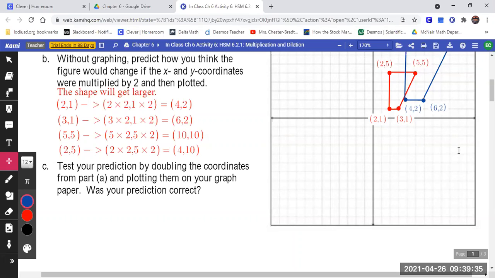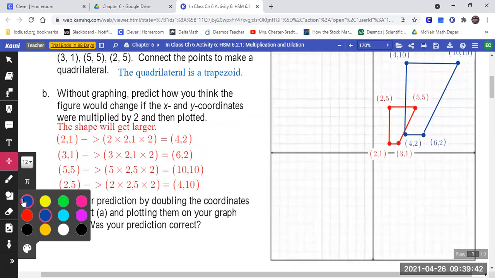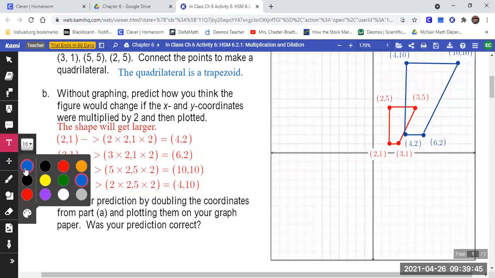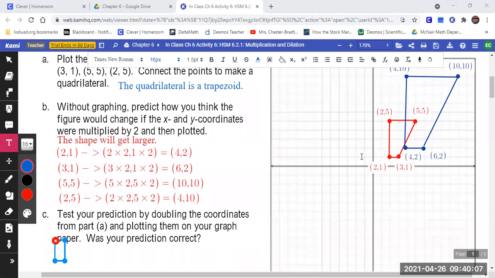was how did they get bigger? How much bigger did it get? We multiplied the x by 2 and the y by 2. How much bigger is our shape than our original? Is it the same size? Is it 2 times as big, 3 times as big, 4 times as big? We sure it's 2 times as big?